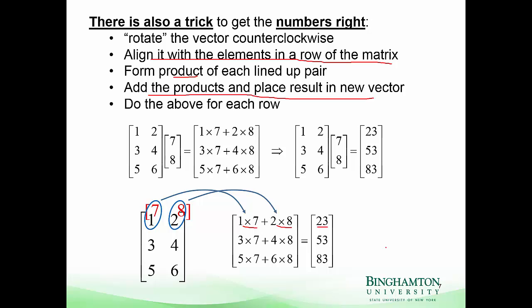And we do the above for each row. So there's the doing it for the next row. We imagine moving the rotated 7, 8 down, lining up with 3 and 4. So we get 3 times 7 plus 4 times 8 gives us 53. And then the last one, 5 times 7 plus 6 times 8 gives us 83 there.